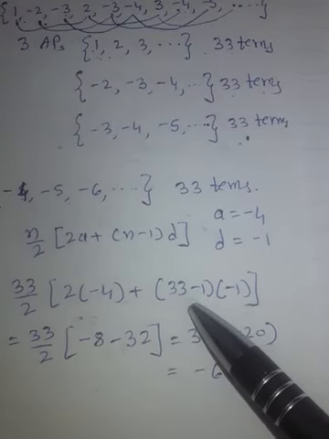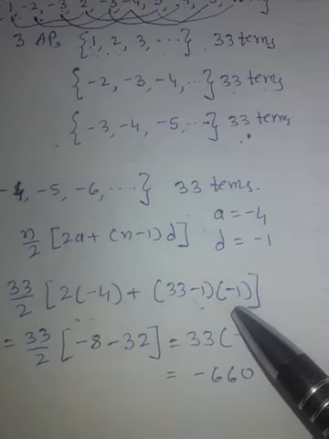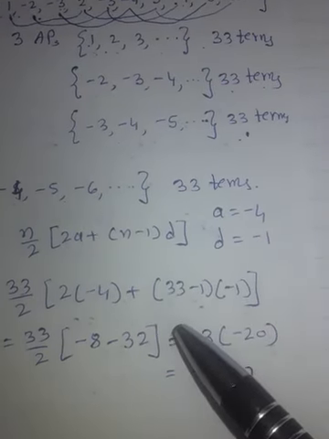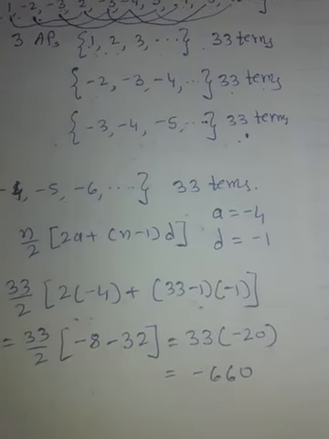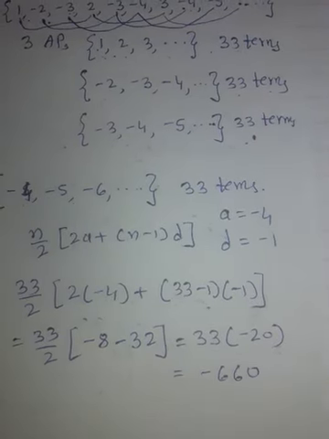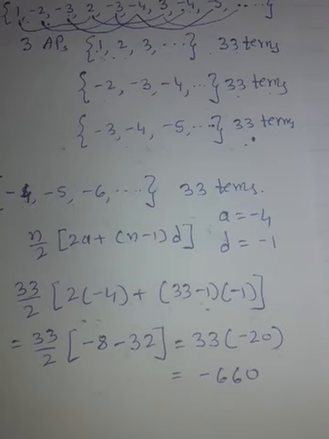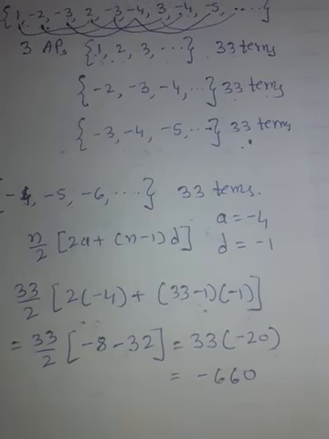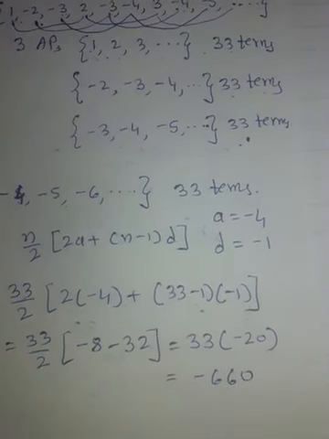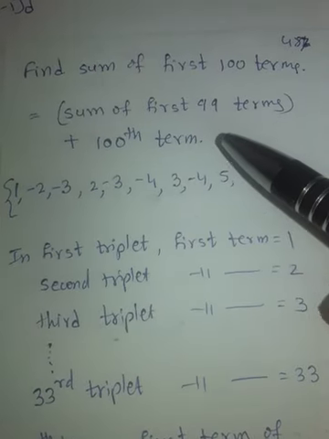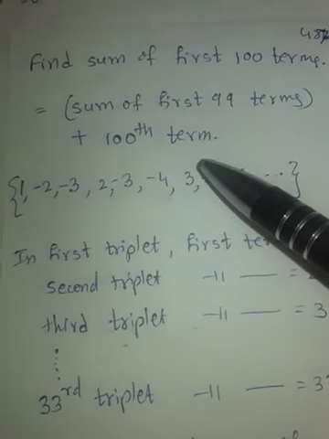33 minus 1 is 32 and 32 into -1 is -32. इसमें अगर गड़बड़ हो गया then your answer will go wrong and you will get 0 or perhaps negative marks. So be very careful. ये positive negative का चक्कर बहुत है AP में. So be careful. Answer is -660.